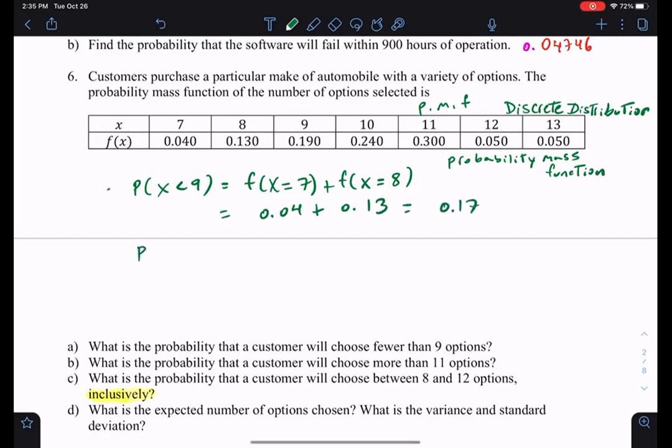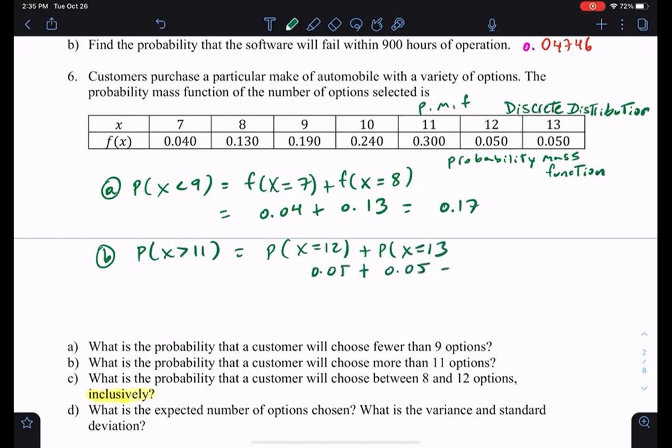Then that's A. Then B, they're asking you what is the probability that a customer will choose more than 11 options. So that's 12 and 13, right? 12 plus 13. So that's 0.05 plus 0.05, that's 0.10.